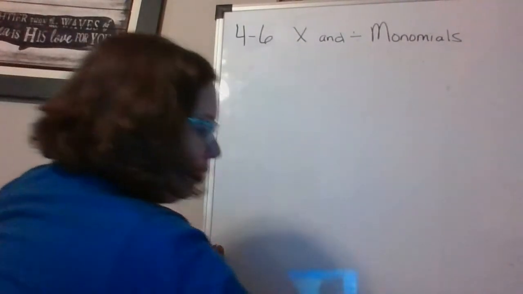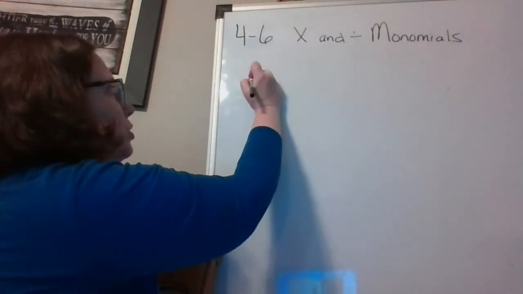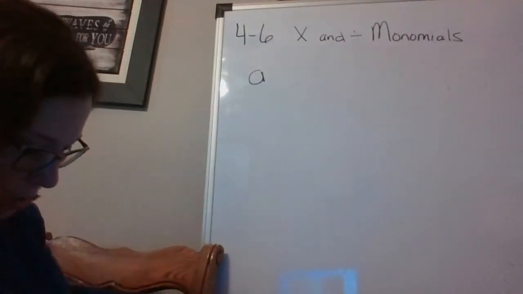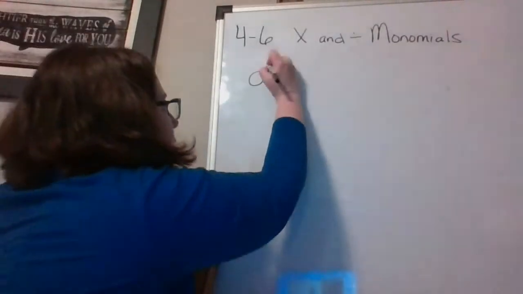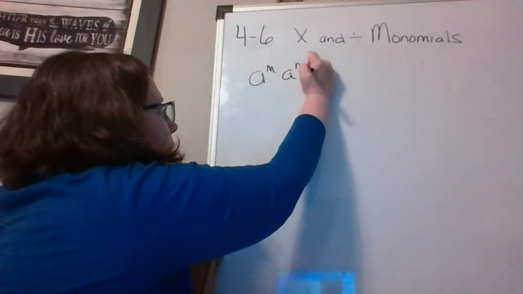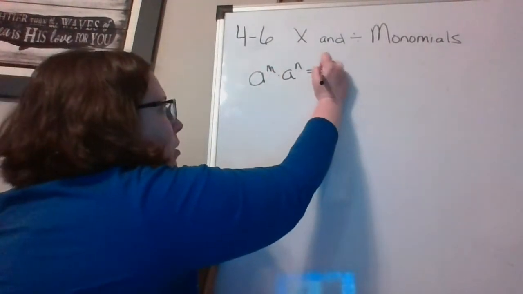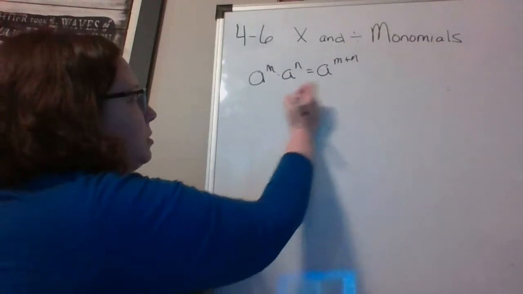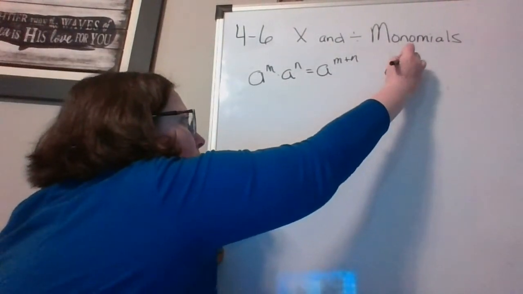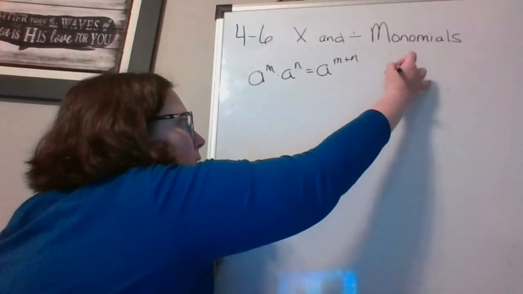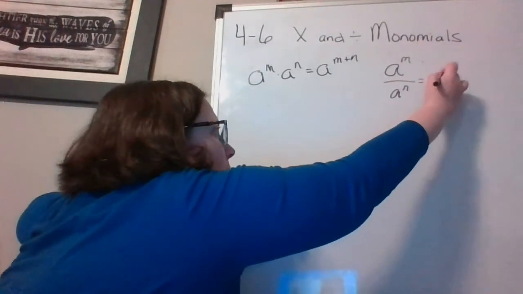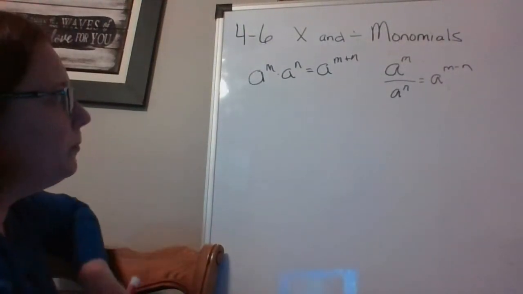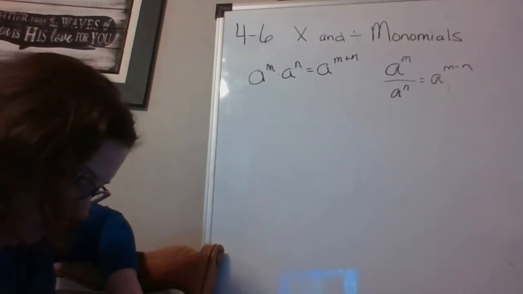I want you to keep in mind the two rules that we talked about. I'm going to use the same letters we did here, M and N. If you're multiplying two monomials with the same base, you're going to add your two exponents. If you are dividing two monomials with the same base, you are going to take the top exponent minus the bottom exponent. All right, so a couple more examples.